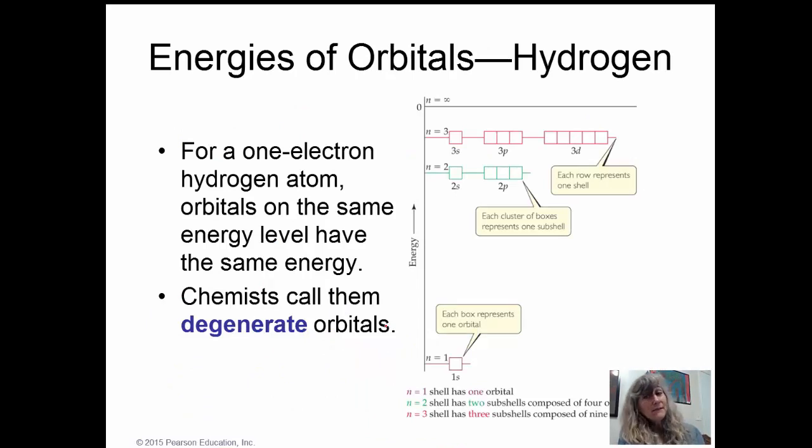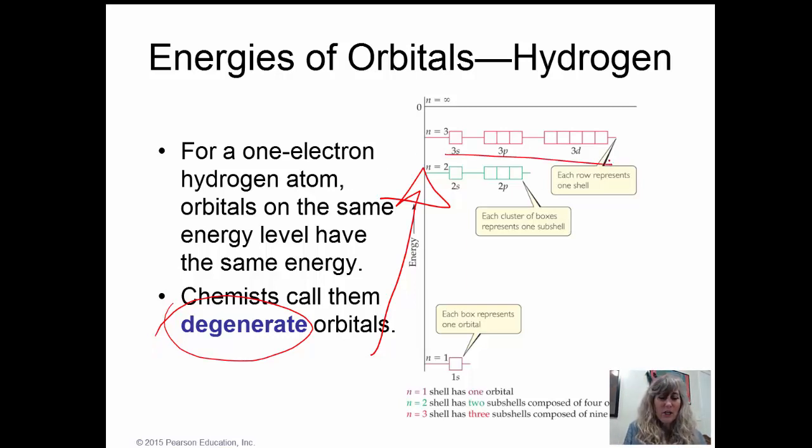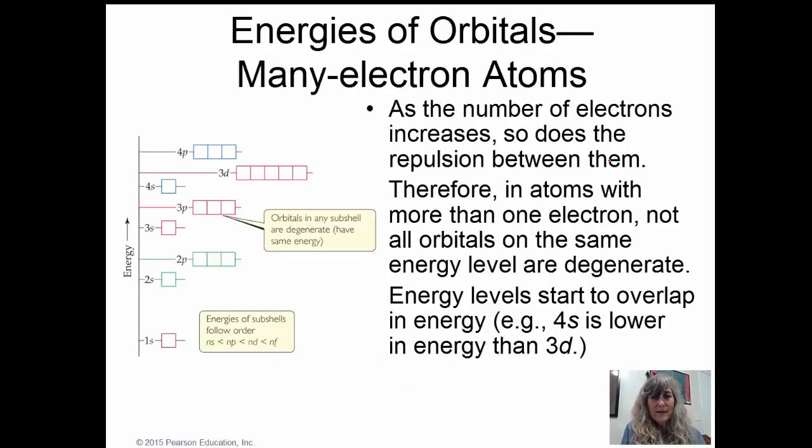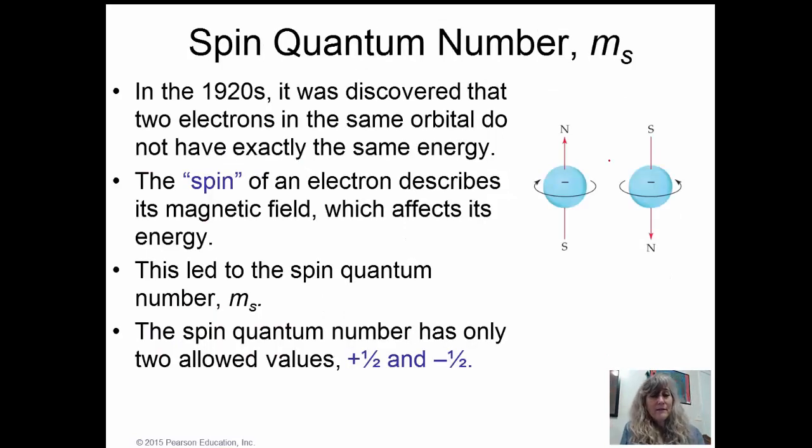Okay, remember these energy level diagrams for our electrons? We start at the bottom, we fill our electrons, and go away from the nucleus. Here's a new word for you, though. For a 1-electron hydrogen atom, orbitals on the same energy level have the same energy. Chemists call them degenerate. Doesn't mean they get in trouble a lot, but it just means they're all on the same level. So there we go. Degenerate electrons. They're all on the same level. Now, as atoms get bigger, then they're not. Electrons can be on all levels, of course.